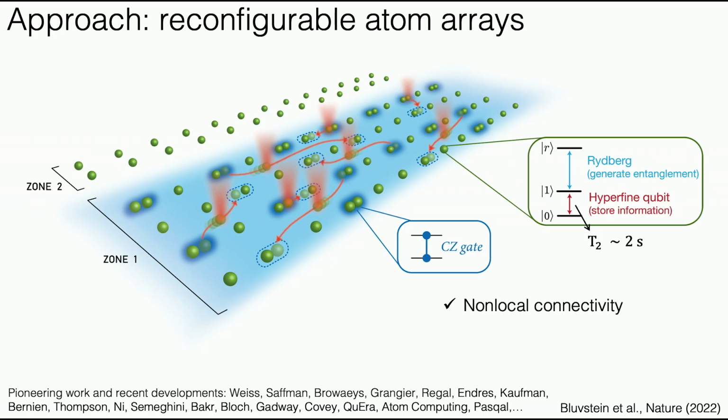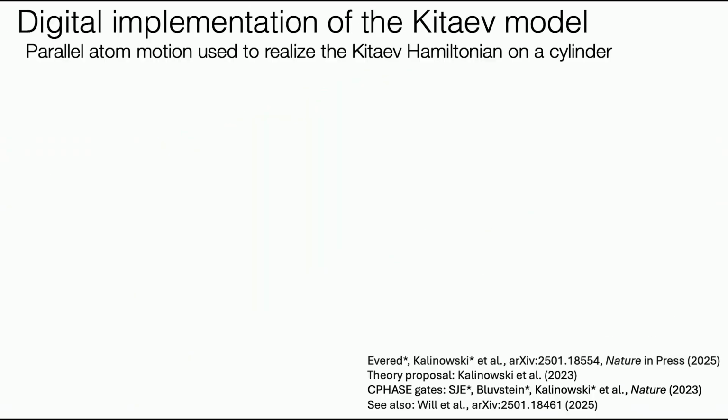And some of the nice features that we'll exploit in these digital quantum simulations are the non-local connectivity that we naturally have by moving atoms around, as well as the ability to implement interactions in parallel across the many qubits in our system. So how does this work in practice?